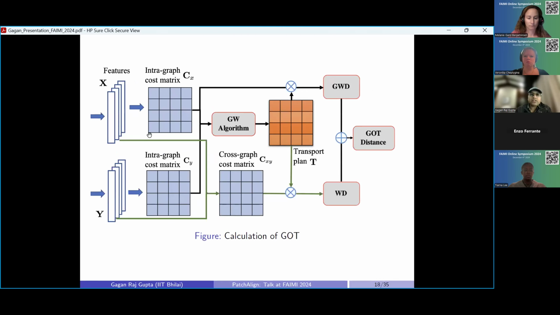So there is an intra-graph cost matrix CX that we compute. Similarly, CY we compute for the other domain. So X could be image, for example, Y could be text. And then there is a cross-graph cost matrix, which is the Gromov-Wasserstein, sorry, the Wasserstein. And both are sharing the same transport plan.